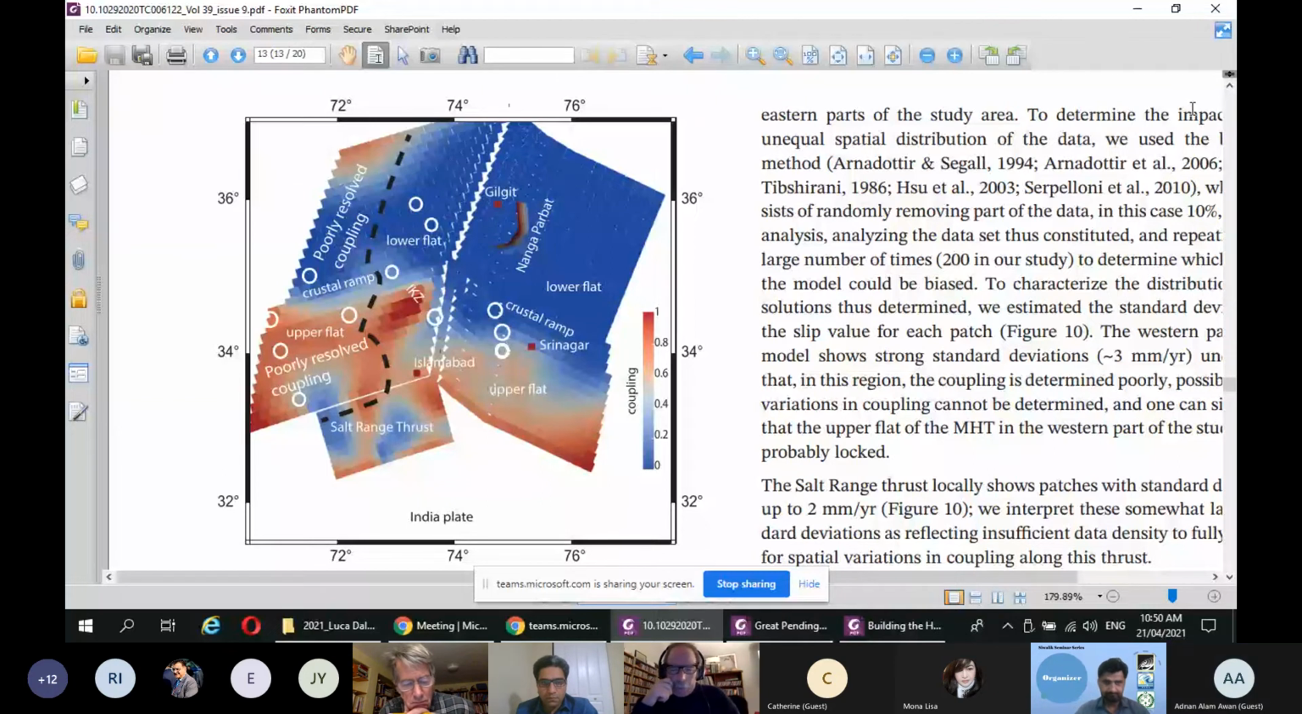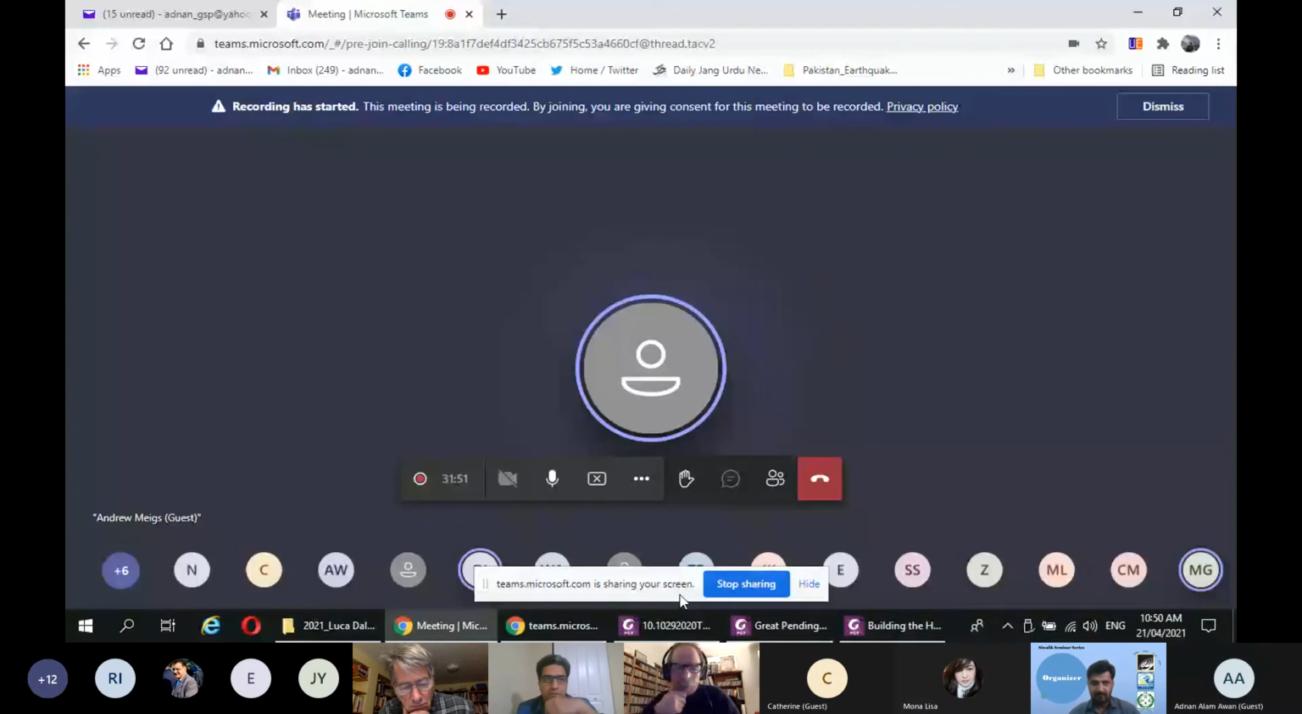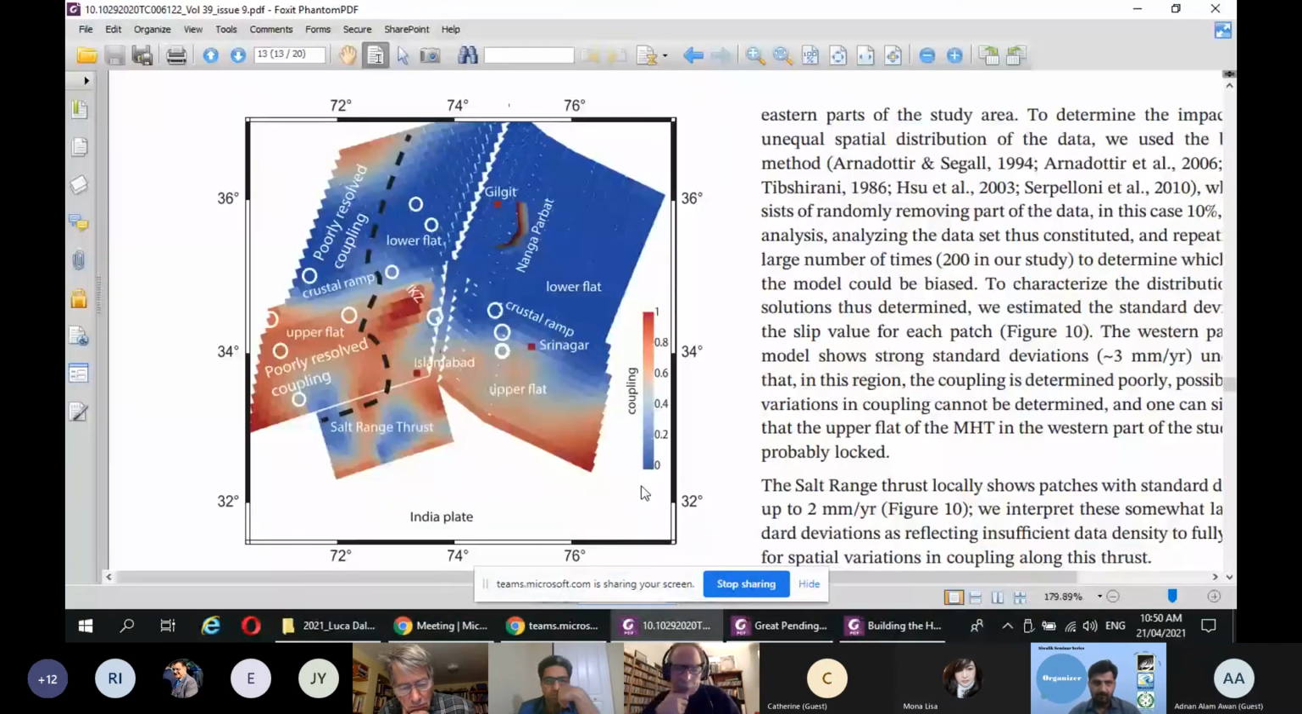First of all, the coupling map that you're showing is extremely important, because it's those areas that are coupled that will provide the slip in the future earthquake, and thus you can make an estimate of the size of the earthquake by figuring out the size of that area, and presumably that's what Juan did in this article.